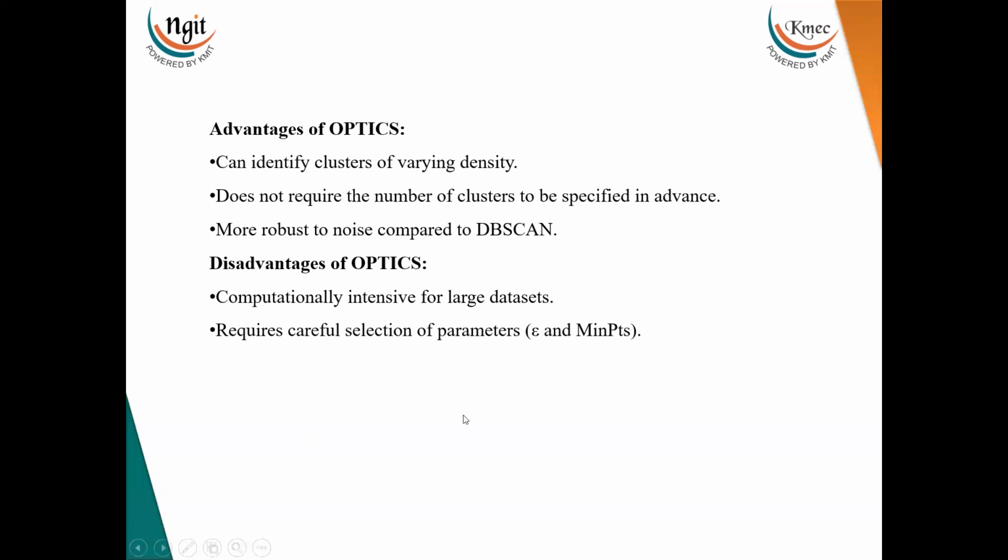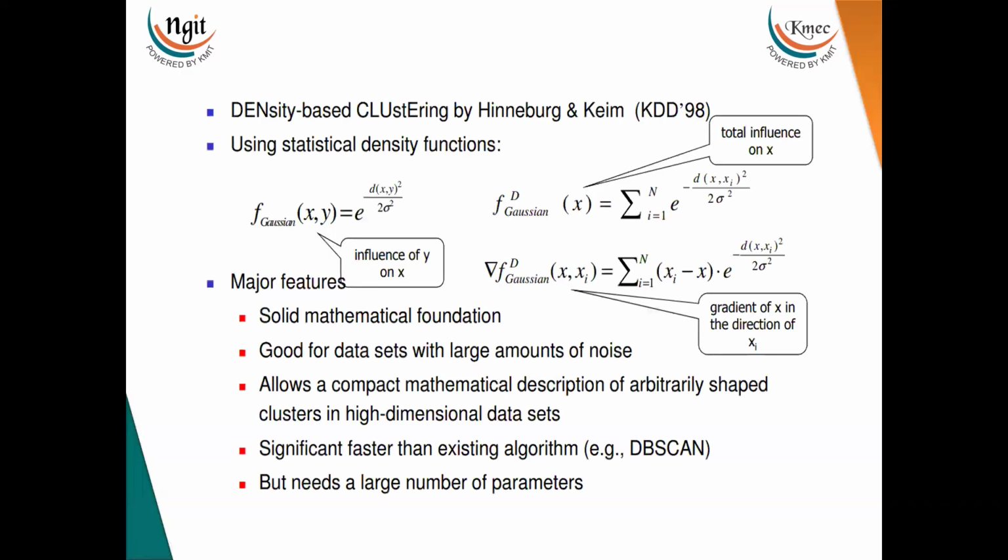And here we have to select the minimum points as well as the epsilon radius value carefully, or else it will become computationally complex. And coming to the DENCLUE algorithm, it is called density-based clustering, and it is given by Hinneburg and Keim. So here we use various statistical density functions.